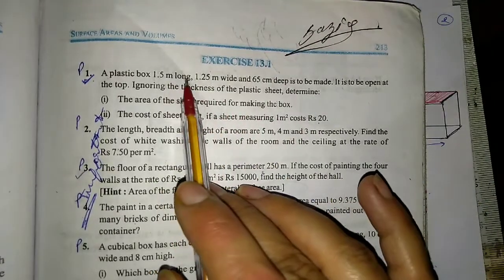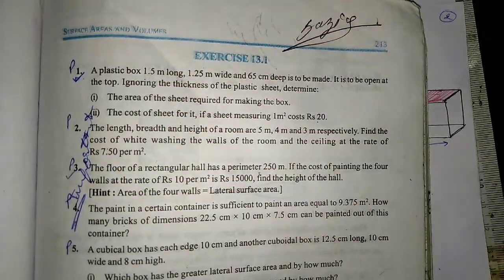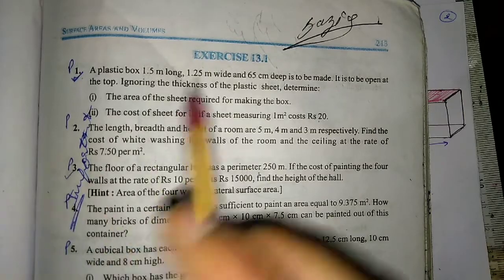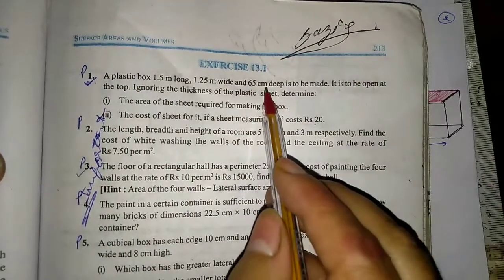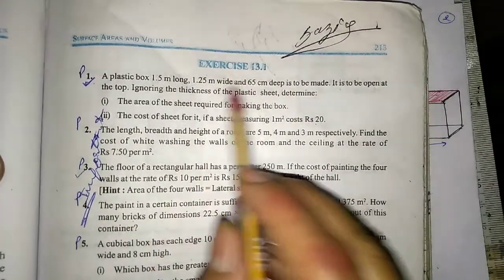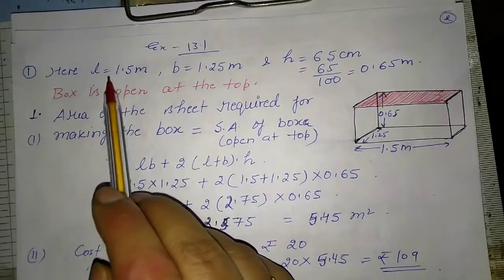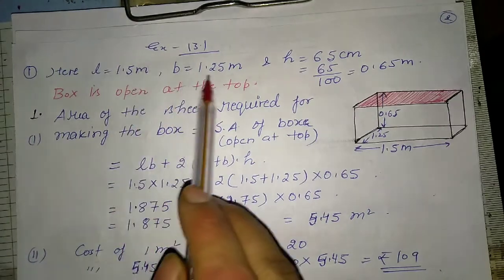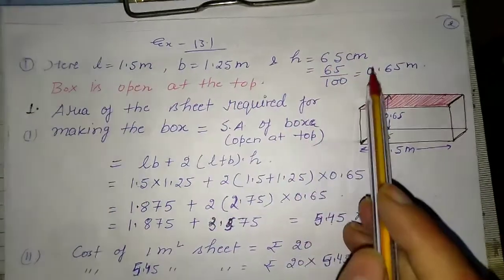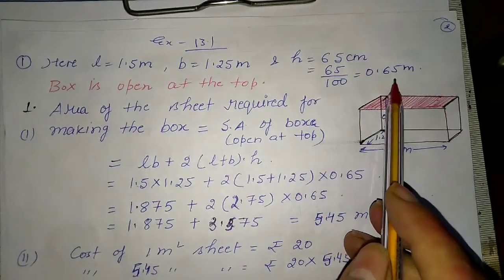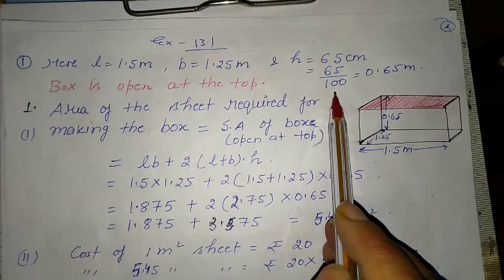So first of all we have to take a look at the measurements, whether all the units are the same or not. So we can say the last unit is not the same. This is length, breadth and height. Height is 65 centimeter. So we have length 1.5 meter, B is 1.25, height is 65 centimeter, that we can convert into meter by dividing by 100.